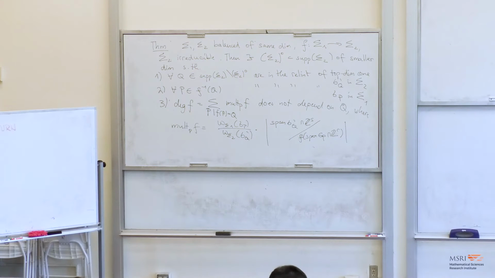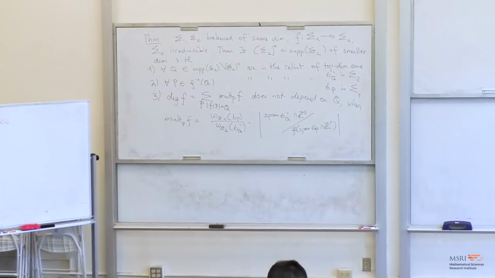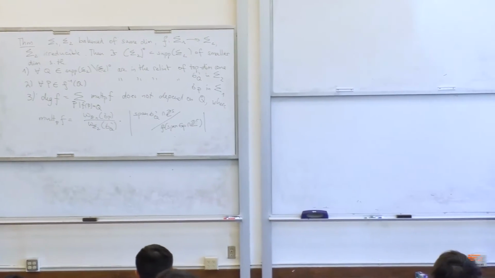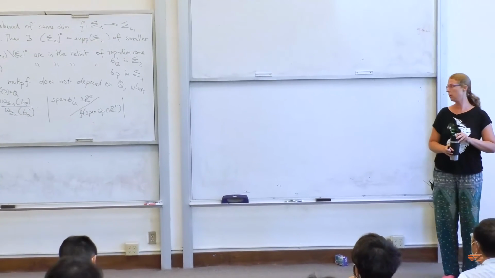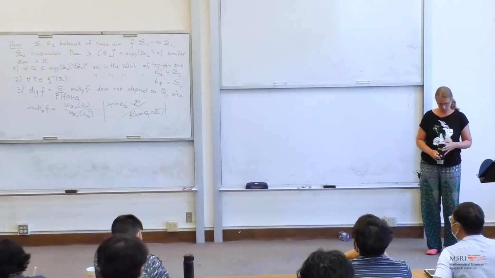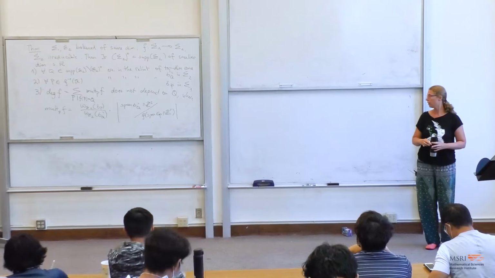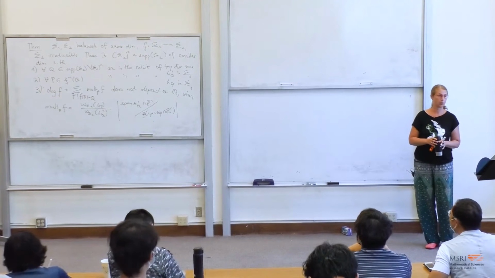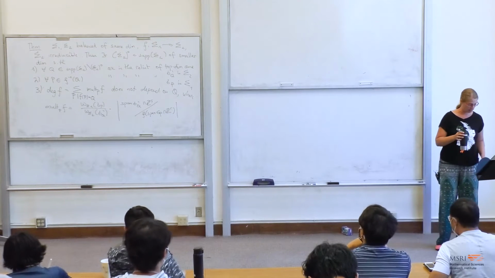Okay, it's time to start. So you saw that I already copied the theorem we ended with last time on the board again, because I actually want to start by proving this theorem now, so that you actually know why the degree of such a map of balanced fans is actually constant.